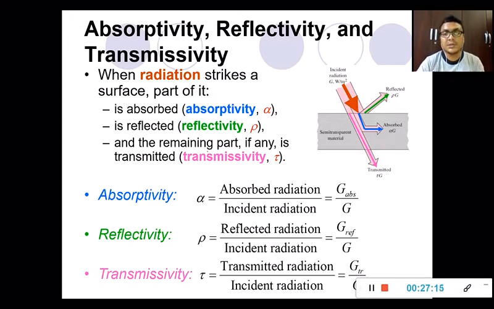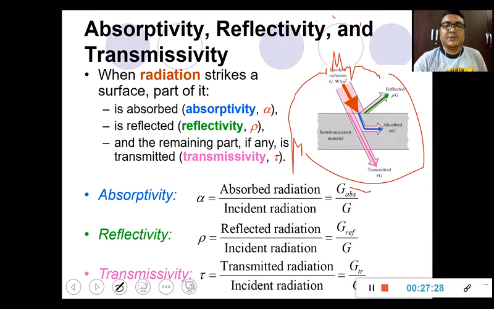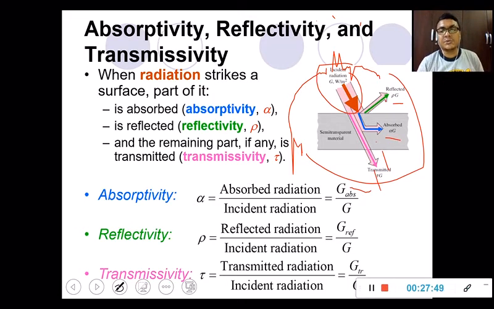So here in the figure, we have incident radiation. Part of it will be absorbed here, part of it is reflected, and lastly part is transmitted, meaning that some of the energy is transferred to another medium or another material.